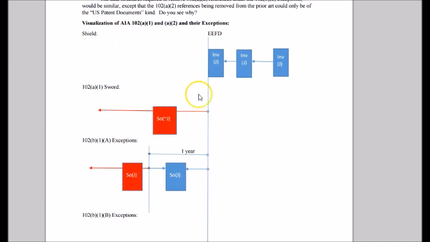Then we have visualizations of Section 102(a)(1) under the AIA. Here we have a set of target family, and anything before the filing date of that is prior art, so long as it's not sourced from J. In other words, J's work can't kill J under (a)(1).